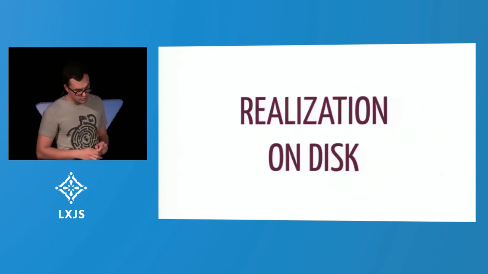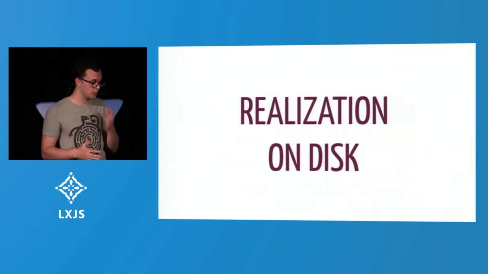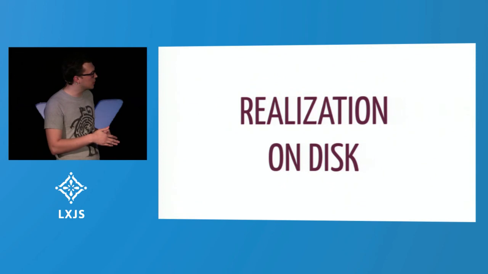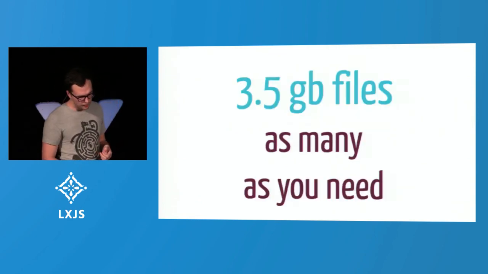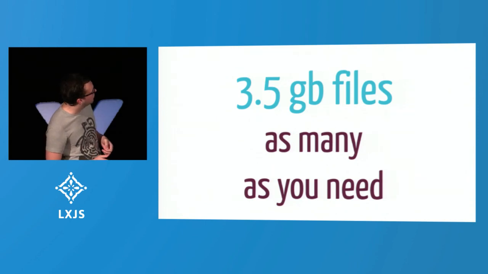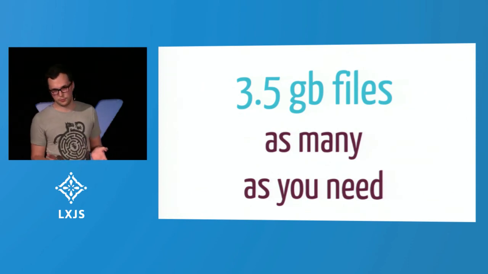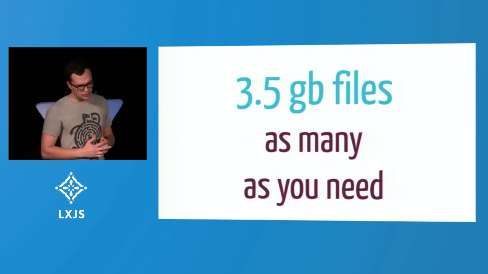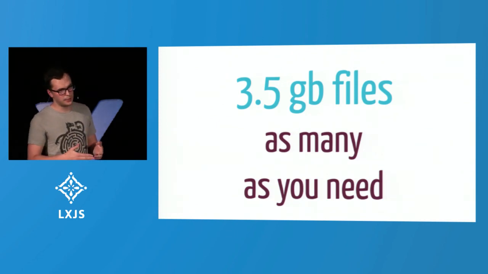So, the realization on disk. We can separate the whole realization into on-disk realization and in-memory. I'll describe how it works on disk. We have 3.5 gigabyte files. Each one holds thousands of photos usually. And we have as many as we can fit on one disk.